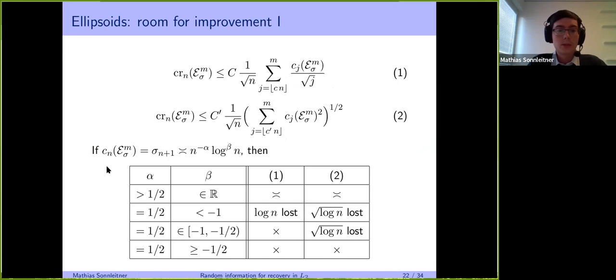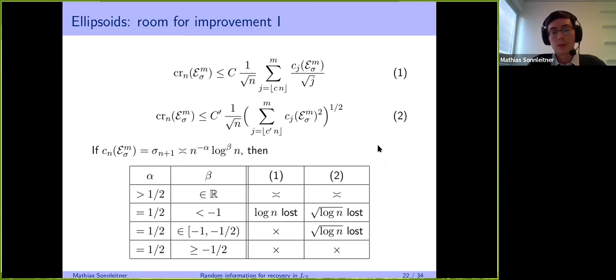For example, if the Gelfand widths decay again like this, then if alpha is larger than 1/2, both bounds yield asymptotic optimality, so asymptotic equivalence between the random Gelfand widths and the Gelfand widths. In the boundary case 1/2, if beta is small enough, then we lose a log n in the first bound and only a square root of log n in this bound. So at most a square root of log n, we don't know exactly. And if beta is a bit larger than minus one, the first bound does not yield anything for large dimension m. The second still yields the square root of log n, and if the Gelfand widths decay slowly enough, then none of these bounds yields anything.